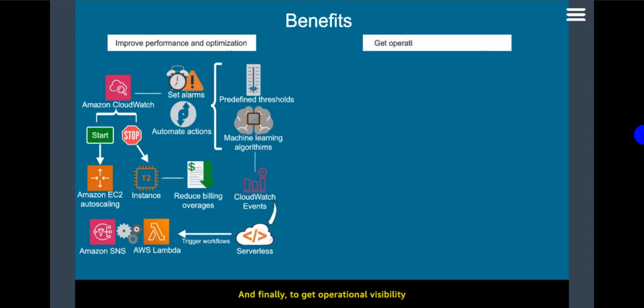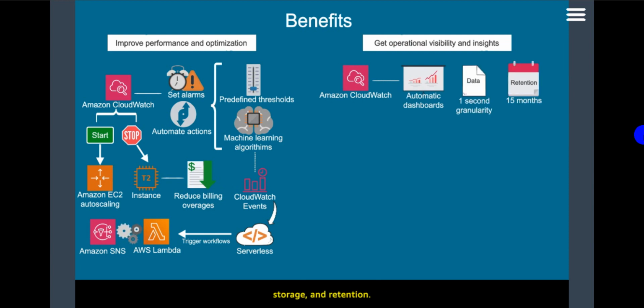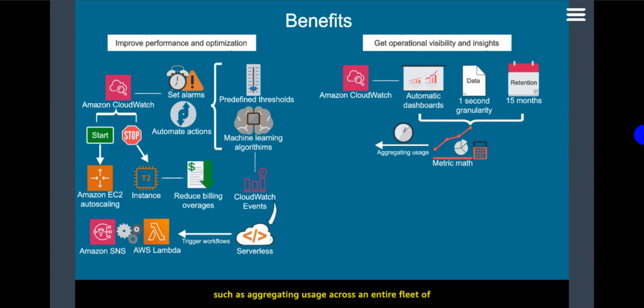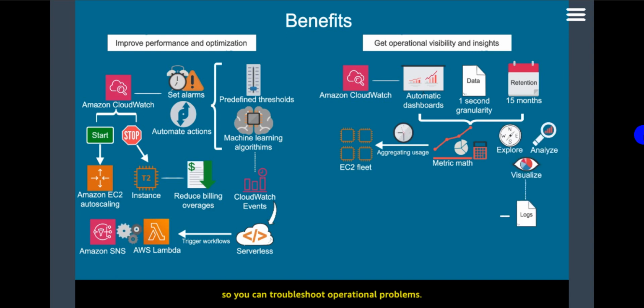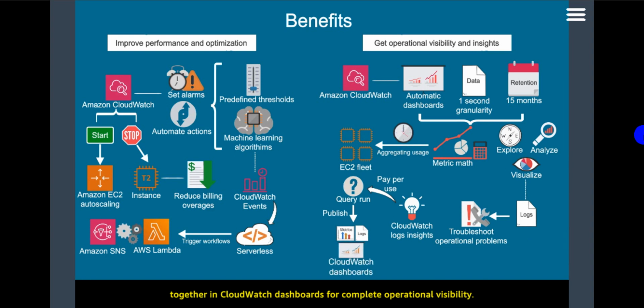And finally, to get operational visibility and derive actionable insights from logs, CloudWatch provides automatic dashboards, data with 1-second granularity, and up to 15 months of metric storage and retention. You can also perform metric math to gain insights, such as aggregating usage across an entire fleet of EC2 instances. You can also explore, analyze, and visualize your logs, so you can troubleshoot operational problems. And with CloudWatch Logs Insights, you only pay for the queries you run. You can then publish your metrics and logs together in CloudWatch dashboards for complete operational visibility.